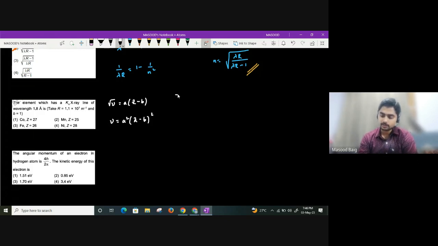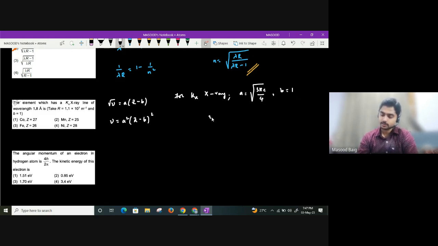For K alpha X-rays, these are characteristic X-rays, guys. So when will a K alpha X-ray be formed? When the transition is made from the L shell to the K shell, then a K alpha X-ray will be formed. So for K alpha X-ray, the a value will be given as root over 3Rc by 4, and the b value will be given as 1.